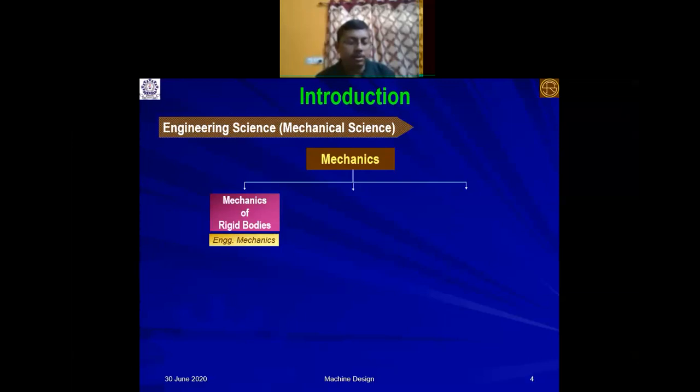of rigid bodies. Here the main assumption is that we assume our body is rigid, but practically no such body exists which is rigid. But for simplicity in our calculation, we have assumed the body is rigid. That means the distance between any two points in a body will not change due to the application of force or load. This is the assumption. Based on this assumption, the mechanics has been developed, that is called the mechanics of rigid bodies.